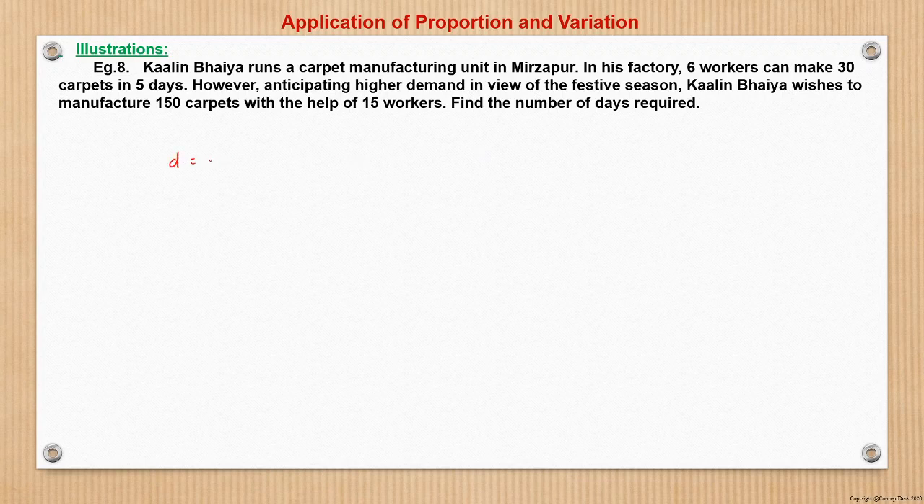So the number of days, the initial number of days is 5 days. Now, what is the impact of the first factor? First factor is the number of workers. So now, if more workers, then fewer days are required. So workers have an opposite impact. So it will be 15 workers, so it will be 6 upon 15, right? Because more workers, fewer days will be required. So 5 will get reduced to 5 into 6 upon 15.